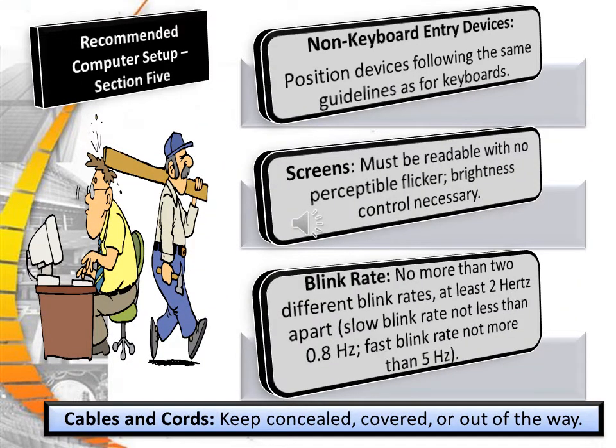Screens must be readable with no perceptible flicker, and brightness control is necessary. The blink rate should be no more than 2 different blink rates, at least 2 hertz apart. Cables and cords should be kept concealed, covered, or out of the way.